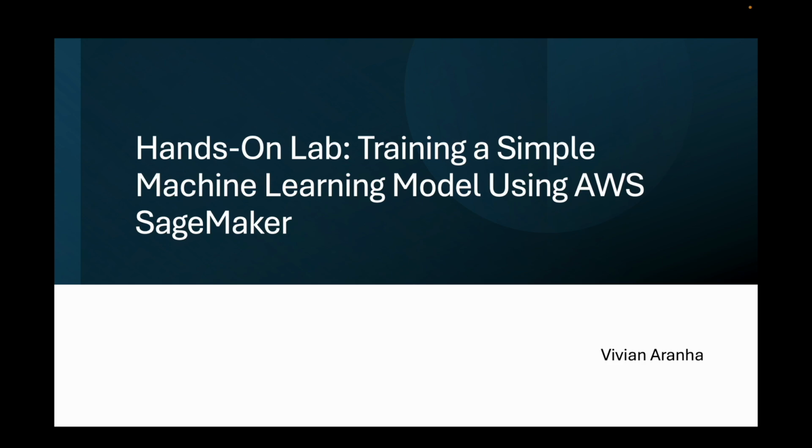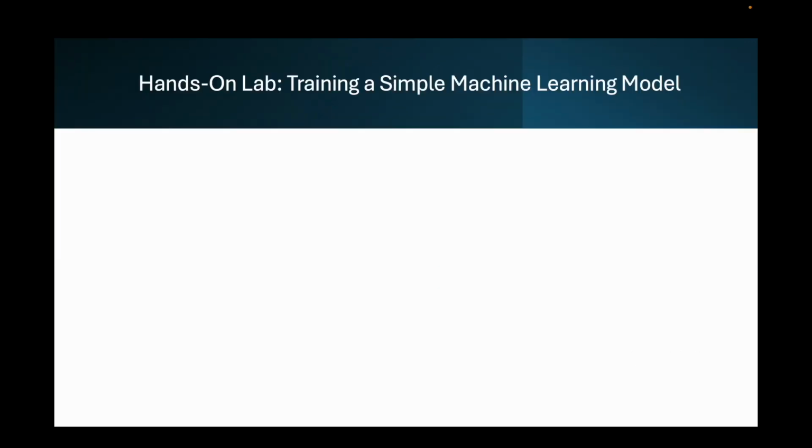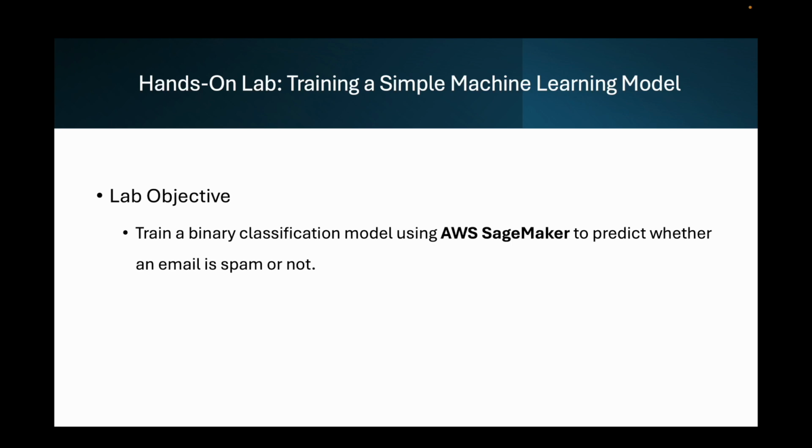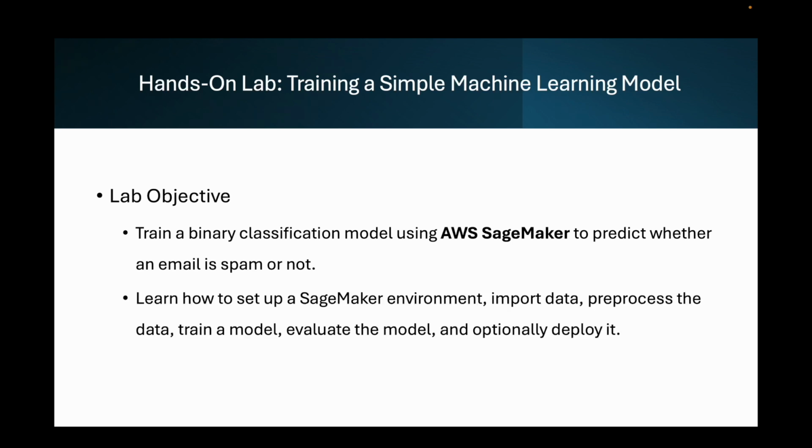In this hands-on lab, you'll gain practical experience by training a simple machine learning model using Amazon SageMaker. The goal is to guide you through the complete machine learning pipeline, including data preprocessing, model training, and evaluation. This lab is ideal for beginners looking to get hands-on experience with machine learning and AWS's managed services. Our objective will be to train a binary classification model using AWS SageMaker to predict whether an email is spam or not. We'll learn how to set up the SageMaker environment, import data, pre-process the data, train a model, and evaluate the model.